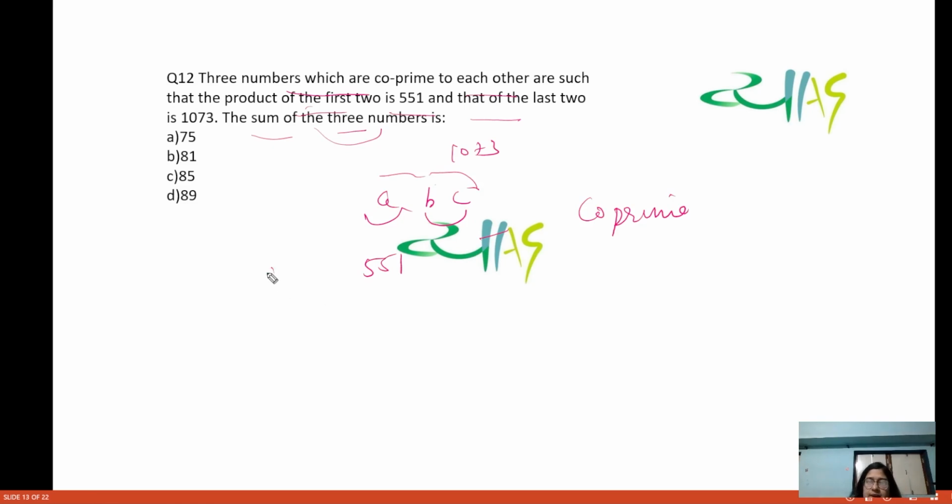So 551 is A into B and 1073 is what? B into C, let us say. So what are these A and B? Let us find from here.